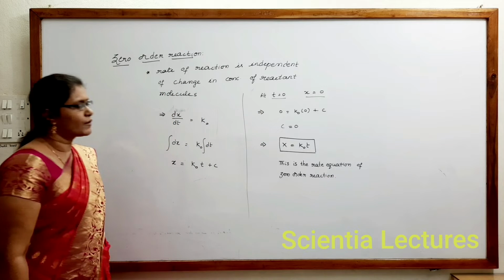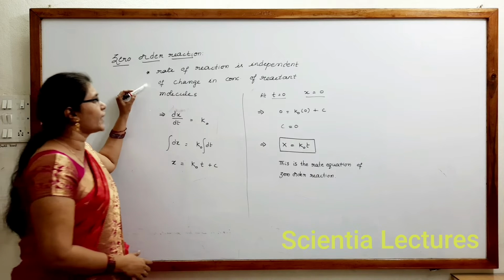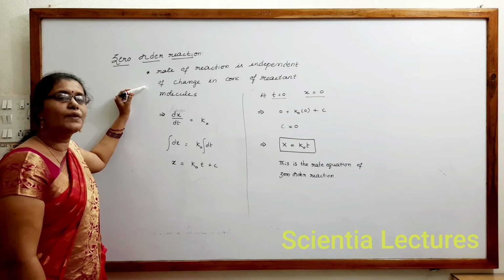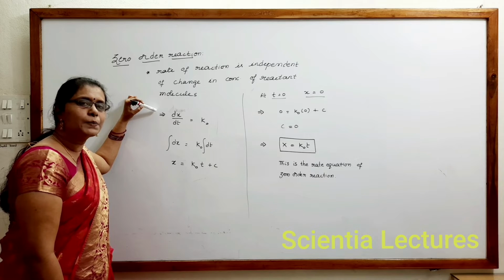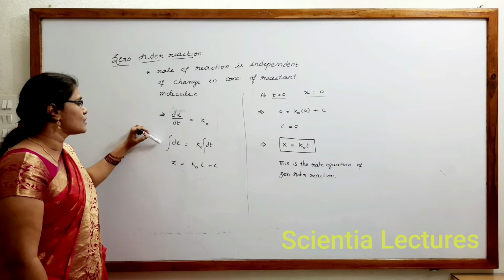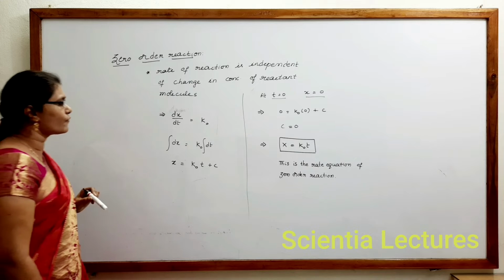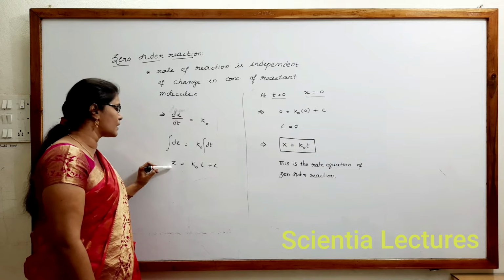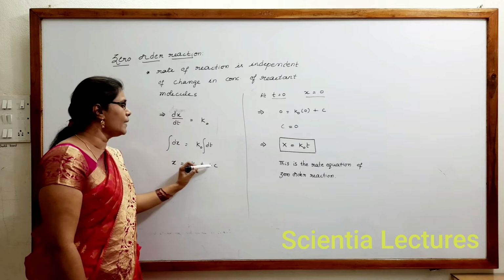So what is the rate equation for zero order reaction? x equal to k naught t. Once again, the rate of reaction is independent of change in concentration of reactant molecules. Then only we call it a zero order reaction. So dx by dt, that is, the rate of reaction, must be constant. It does not vary with time. So integral dx must be equal to k naught integral dt. We have seen in the previous modules that integral dx must be equal to x and integral dt must be equal to t. So x equal to k naught t plus c.